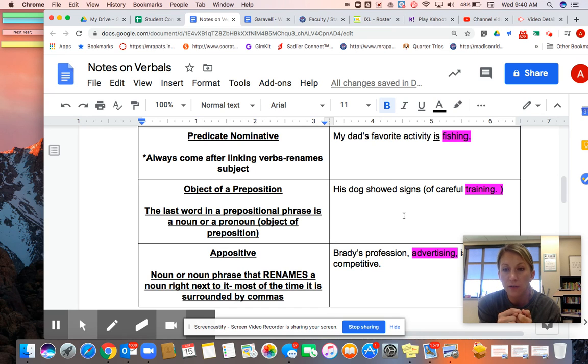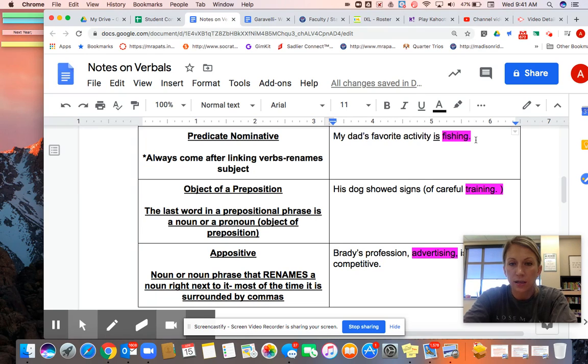So, my dad's favorite activity is fishing. All right, my subject in this sentence is activity, right? Is is a linking verb. Fishing ends with an ing. Is is my main verb in the sentence. So fishing is not a verb, it's a verbal. So it is acting as a predicate nominative because it's renaming what your dad's favorite activity is. It ends with an ing, so that is a gerund functioning as a predicate nominative.